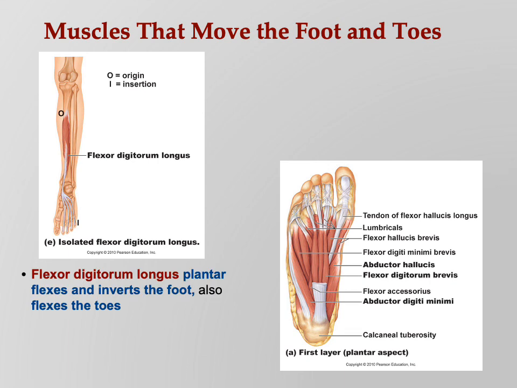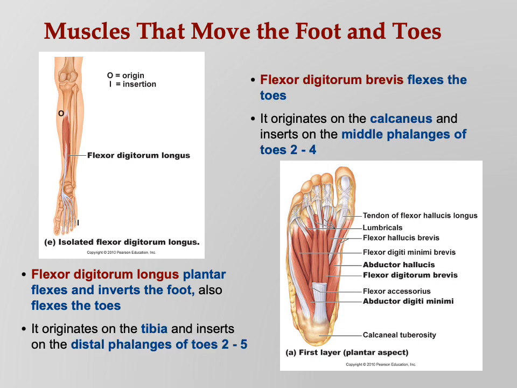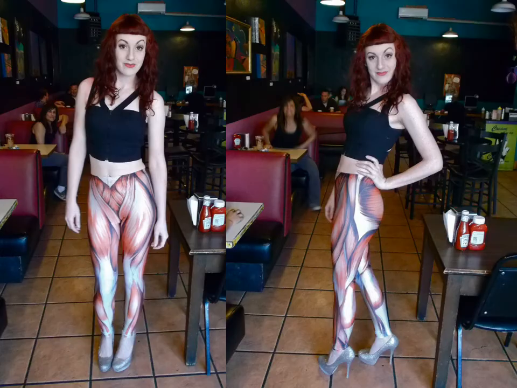Okay, so flexor digitorum longus, here you can see on the left-hand diagram, runs all the way down your calf, all the way down to your foot, where it goes underneath your foot. And then flexor digitorum brevis is only on the bottom of your foot. It's that little tiny one that we see there in the middle of your foot. So it also flexes your toes, but it's a much weaker flexor. It's not nearly as powerful. Okay? So those are all the muscles that move your foot and toes.